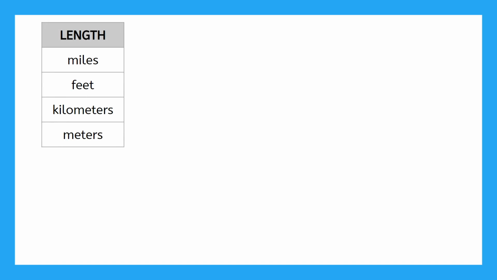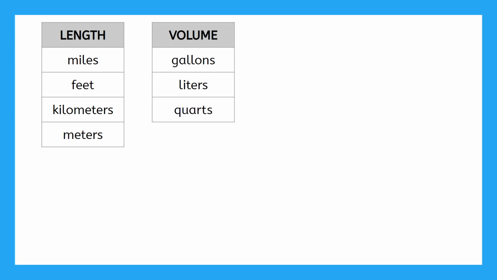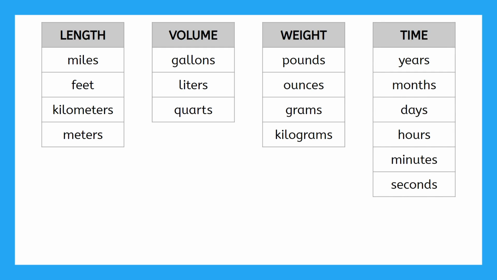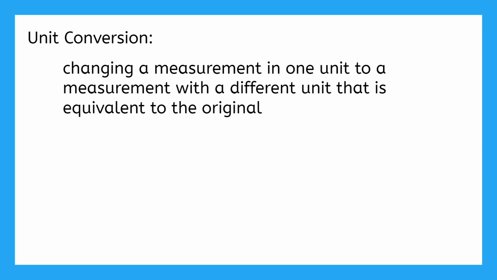There are a lot of ways to measure things. You can measure length in miles, or feet, or kilometers, or meters. You can measure how much a container can hold using gallons, or liters, or quarts. You can measure weight in pounds, or ounces, or grams, or kilograms. Even time can be measured different ways by using years and months and days and hours and minutes and seconds. It can all be a lot to take in. Luckily, units can be converted.